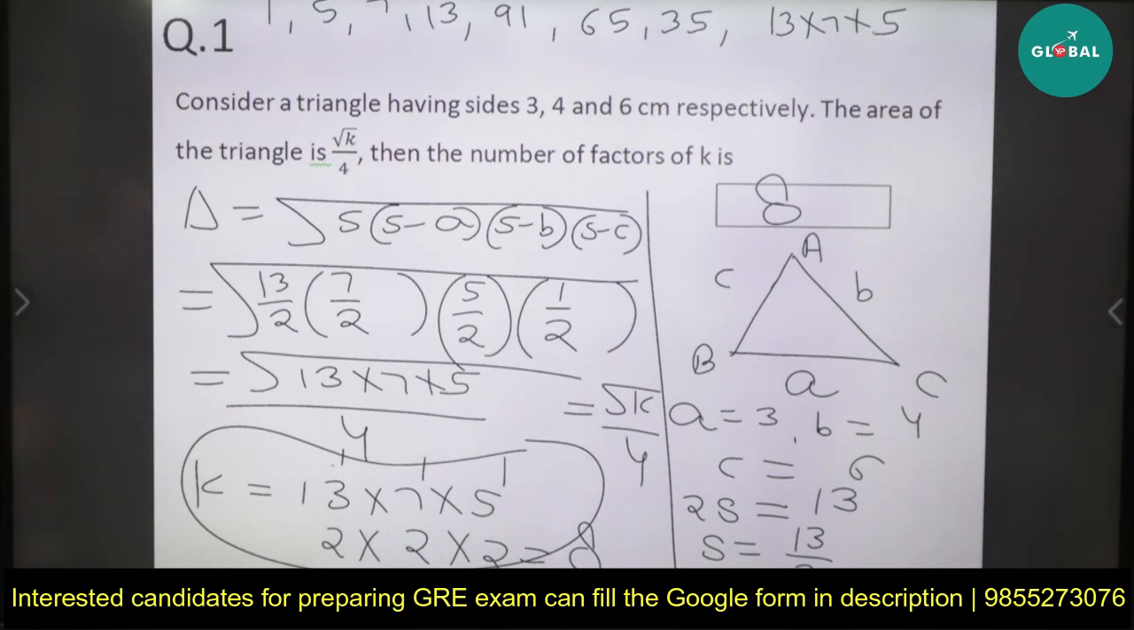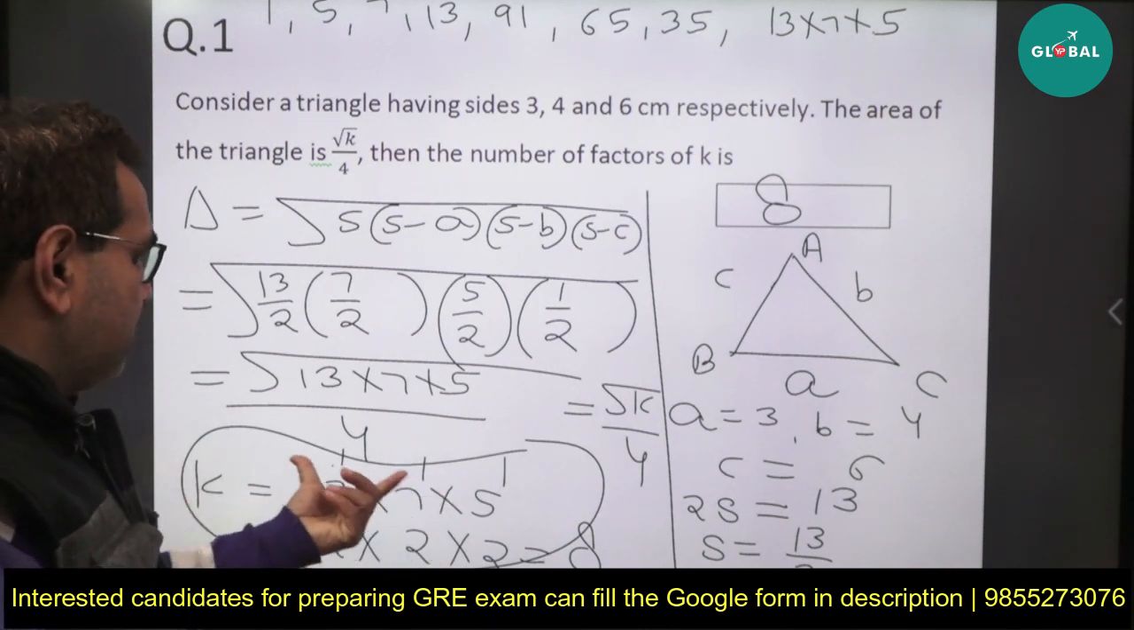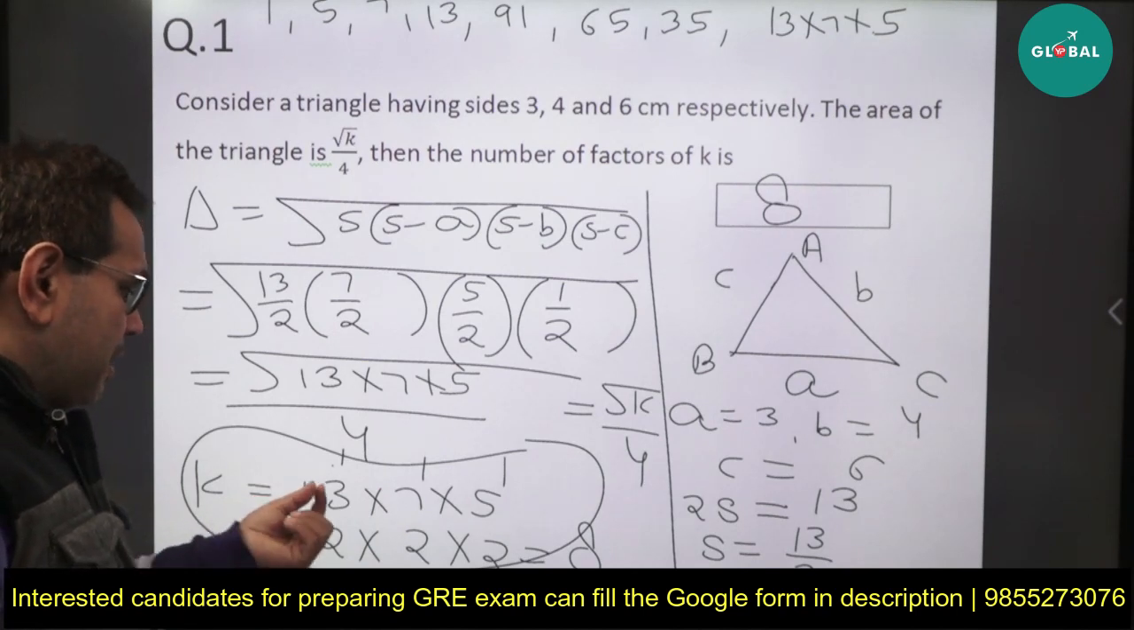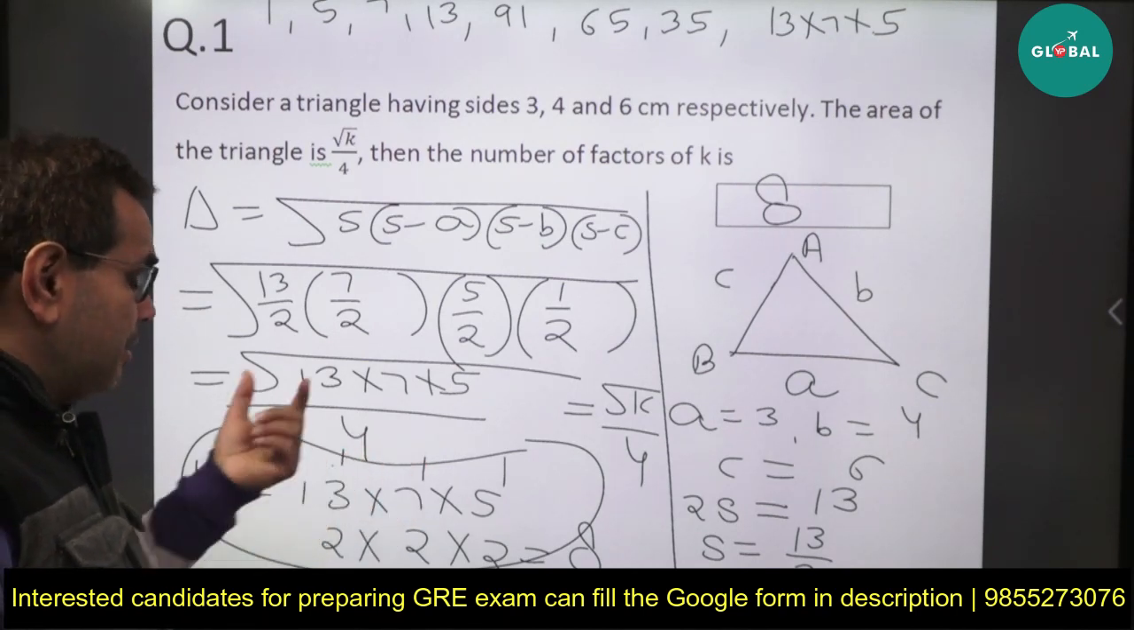So you should remember this trick. First of all, write the prime factorization. Now in the power, add 1 to each power, and then multiply all the powers.